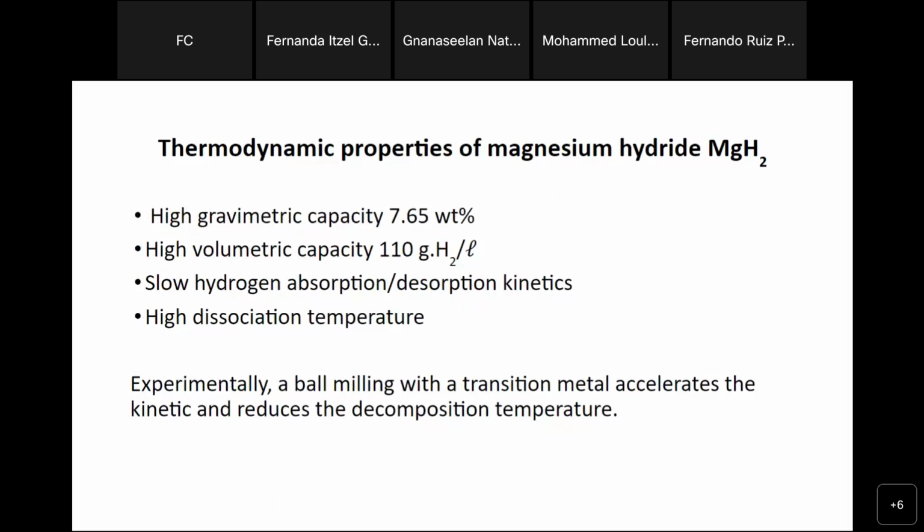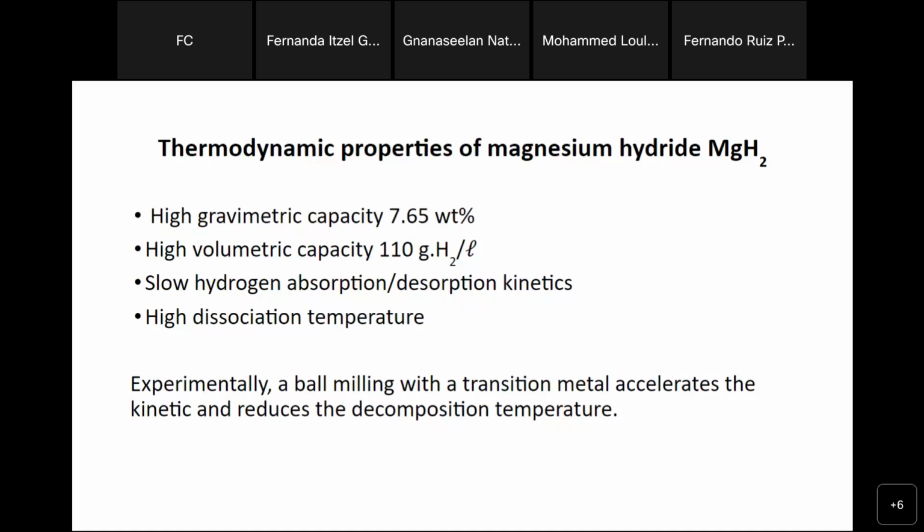Due to lack of time, I will present just two different systems with two different strategies for improving the hydrogen properties. The first system is magnesium hydride. It is considered a potential candidate for hydrogen storage, since it has high gravimetric capacity and high volumetric capacity. But its problem is its slow hydrogen absorption and desorption kinetics, and high dissociation temperature.